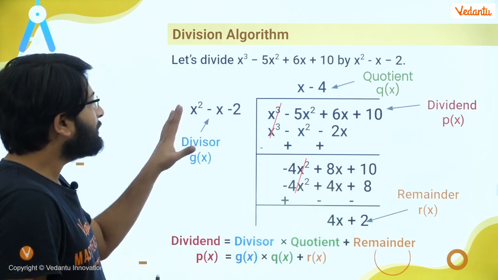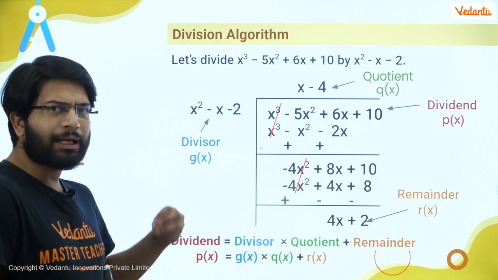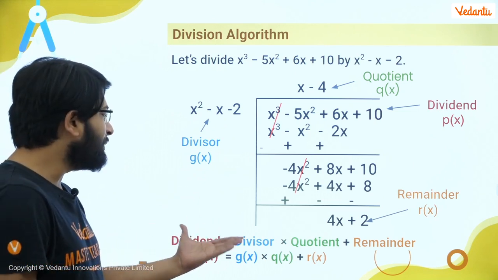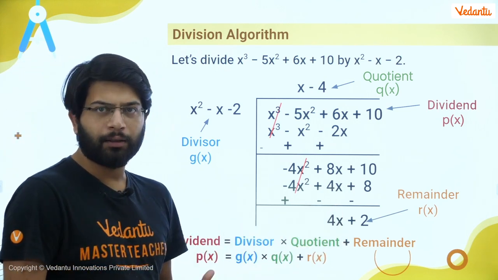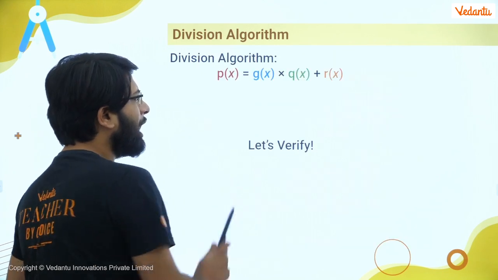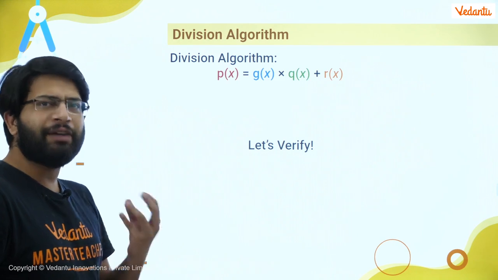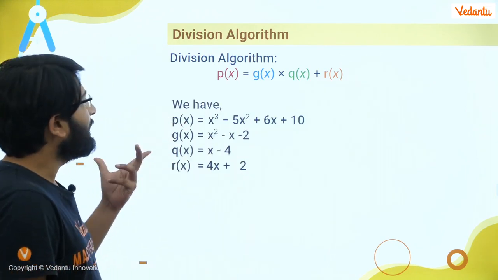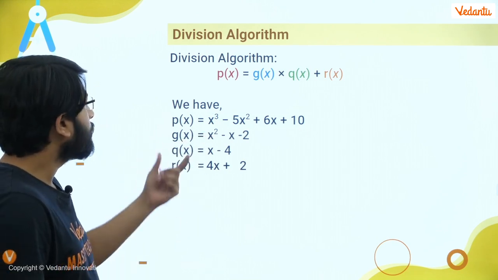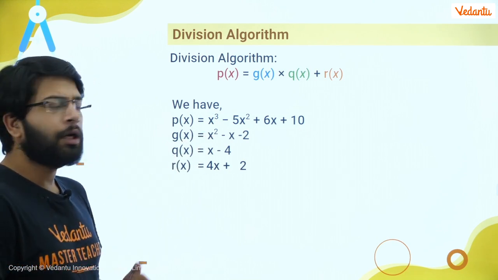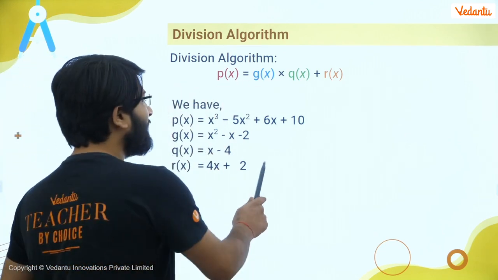Very good. So now, champ, in the same way, we can write in the case of polynomials. In the case of polynomials, we can use the same relation: dividend is equal to divisor into quotient plus remainder. So now, champ, let me show you how it is verified in the case of the question which we have just solved. In our question, the dividend was p(x), right? Divisor was g(x), quotient was q(x), and remainder was r(x). So let's put all these polynomial values in the division algo, and let's see how to do it.